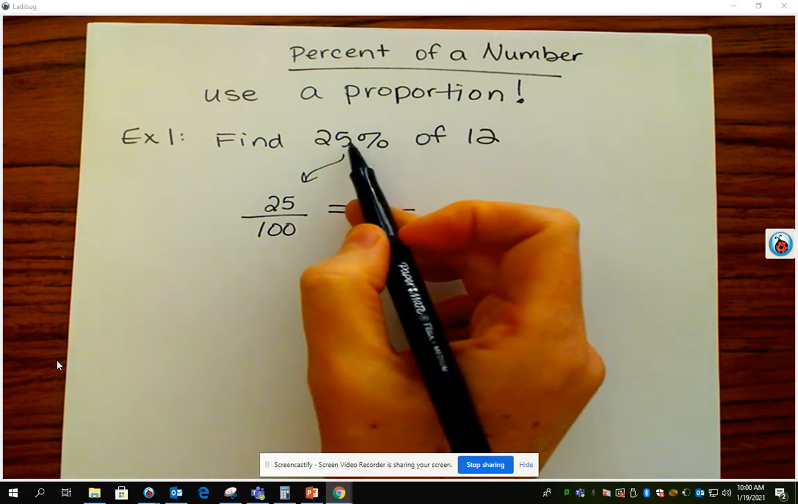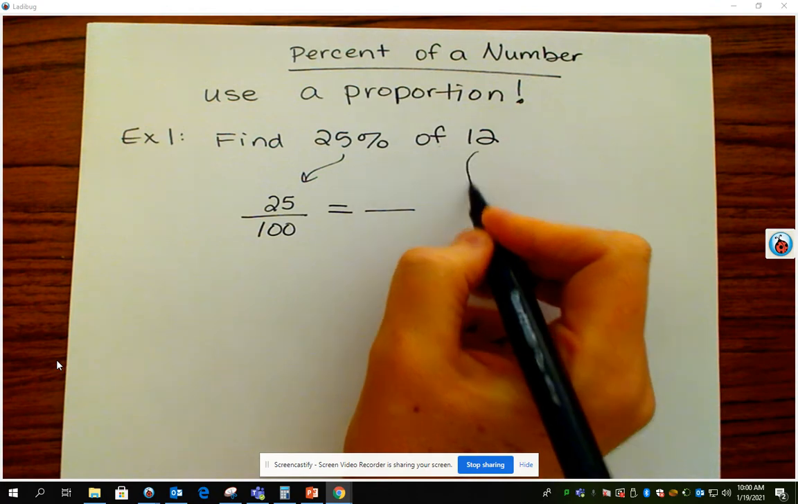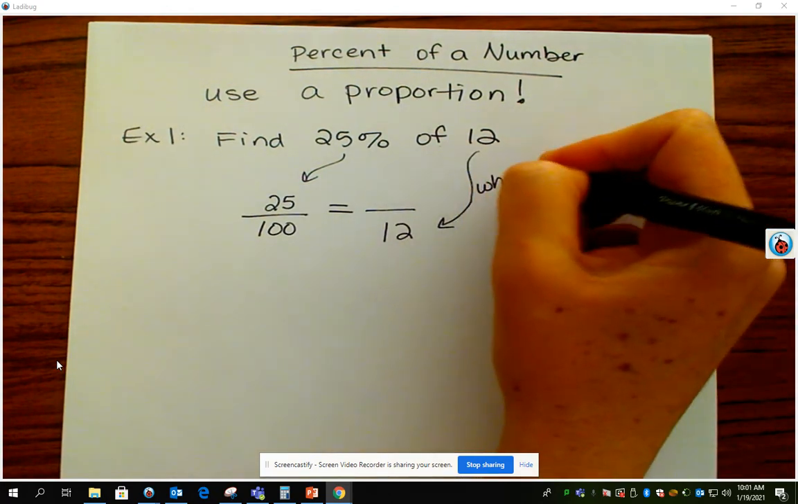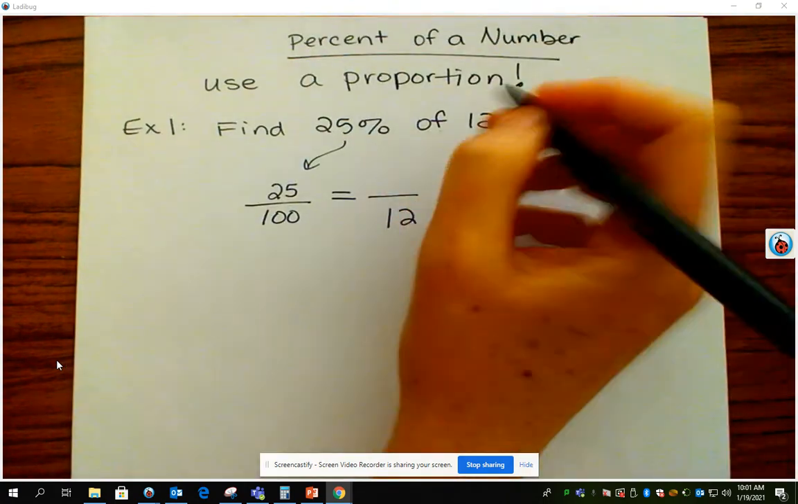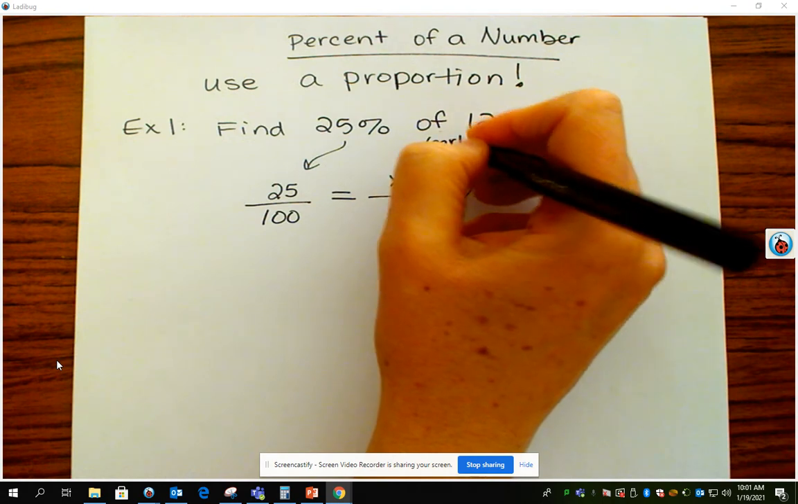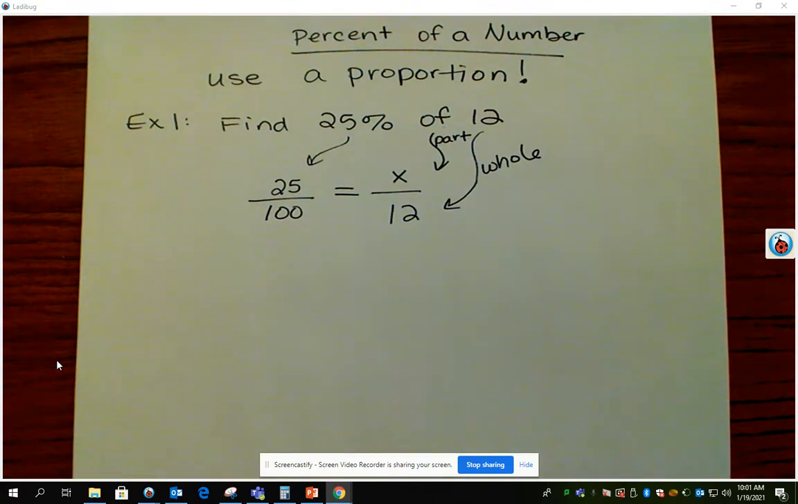I'm trying to find 25% of 12. So 12 is the whole, it's the bottom part. Okay? And then I don't know the part. So that's going to be my variable. Okay? So once you've done this, this is the hard part, then you can just cross multiply like we know how.